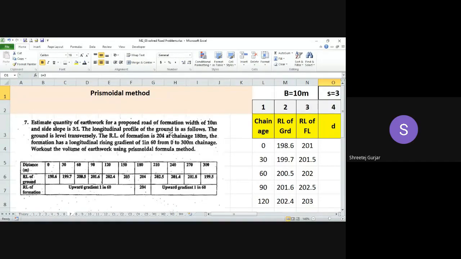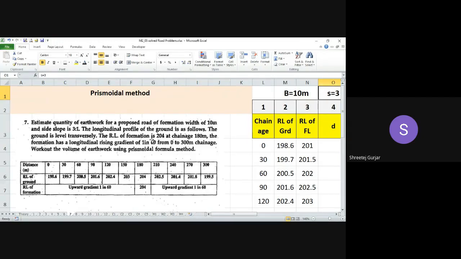The longitudinal profile of the ground is as follows. They have given the longitudinal profile. The ground is level transversely. So transversely it is level, only longitudinally it is varying. After a few of these numericals, we will solve a numerical wherein the transverse slope is also included, meaning cross-sectionally it also has some slope.